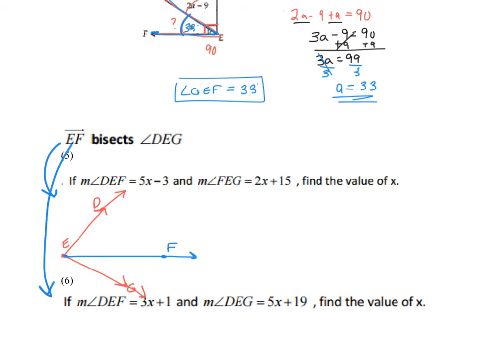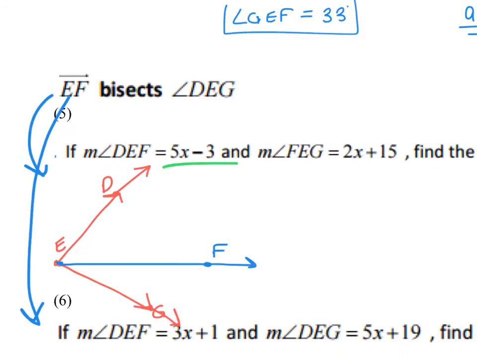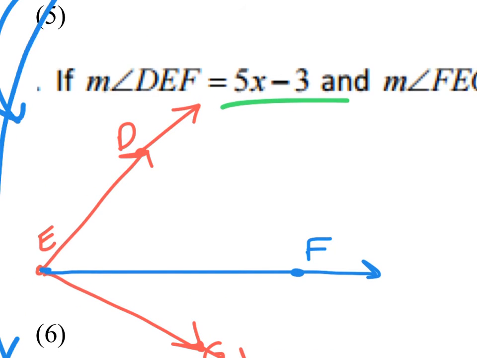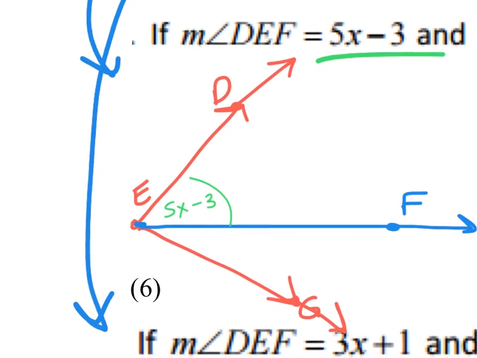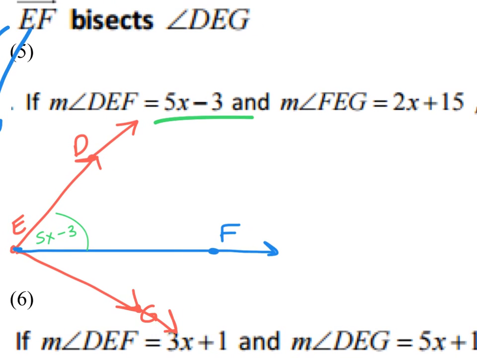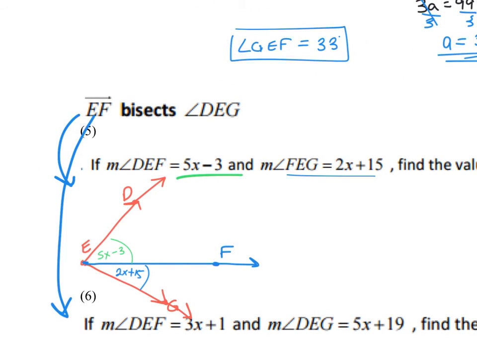I know that the measure of angle DEF is 5x minus 3. So I start at D, go to E, and then end at F. I know that the measure of angle FEG is 2x plus 15, so I'm going to put a 2x plus 15 in here. And I want to find the value of x. Well, I know that EF is an angle bisector, so I know that these two angles have to be congruent to each other. So I'm going to put a tick mark on both of them. So if I want to find x, I just set them equal to each other. So I do 5x minus 3 equals 2x plus 15.